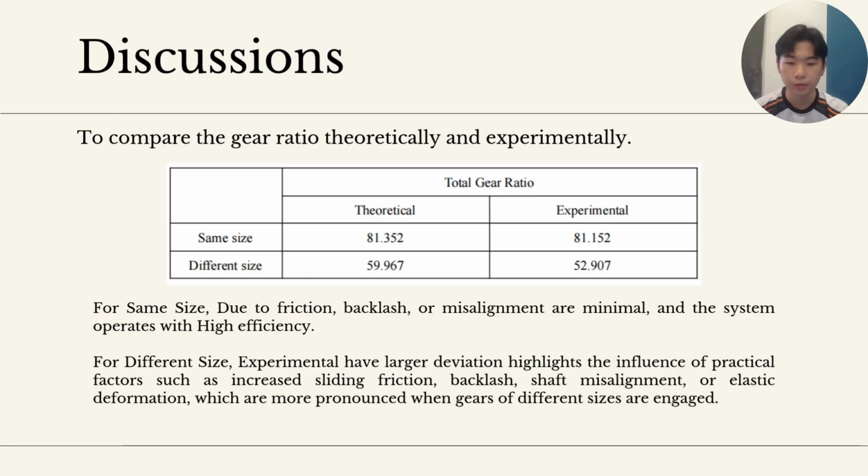In contrast, for the gears of different size, the theoretical ratio was 59.967, whereas the experimental ratio was significantly lower at 52.907. This large deviation highlights the influence of critical factors such as increased sliding friction, backlash, shaft misalignment, or elastic deformation, which are more pronounced when gears of different sizes engage.